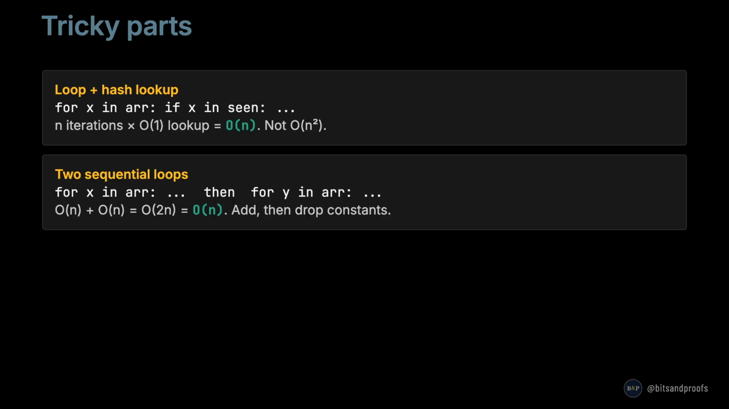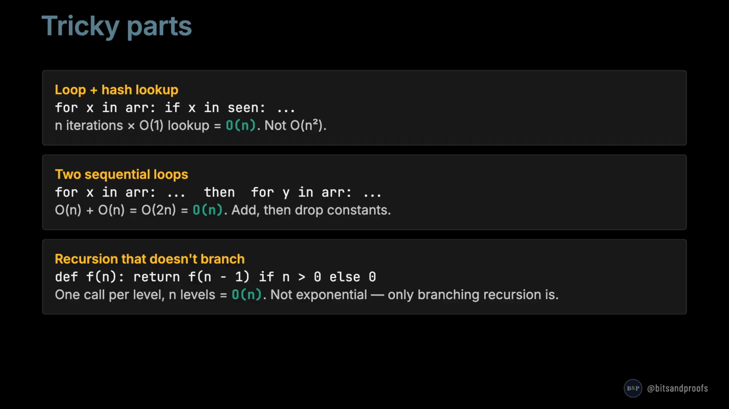Second tricky part, 2 sequential loops. For x in R, then later in the function, for y in R. Both loops run n times. So that's O of n plus O of n, which equals O of 2n. Big O drops constants, so it's O of n. 2 passes is still linear. Add the complexities, then simplify.